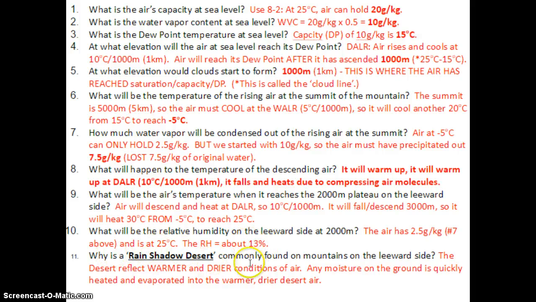So why is the rain shadow desert commonly found on mountains on the leeward side? Well, the desert reflects warmer and drier conditions of air. Any moisture on the ground is quickly heated and evaporated into warmer, drier desert air.